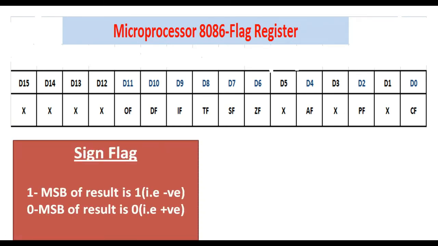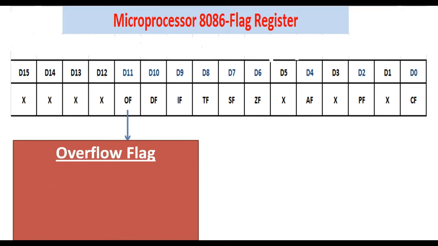Now the next flag is the sign flag. This flag holds the sign of the result, that is, when the result of the operation is negative, then the sign flag is set to 1, else set to 0. So when the result of the operation is negative, what does it mean? The MSB of the result, the D15 bit, will be 1, then the result is negative and this sign flag will be set. And if this D15 bit is 0, then the result is positive and the sign flag will be reset.